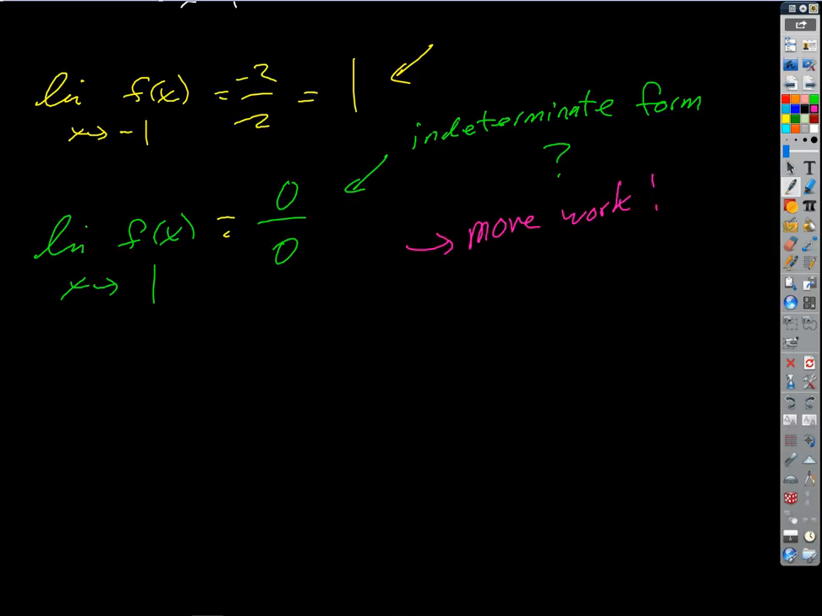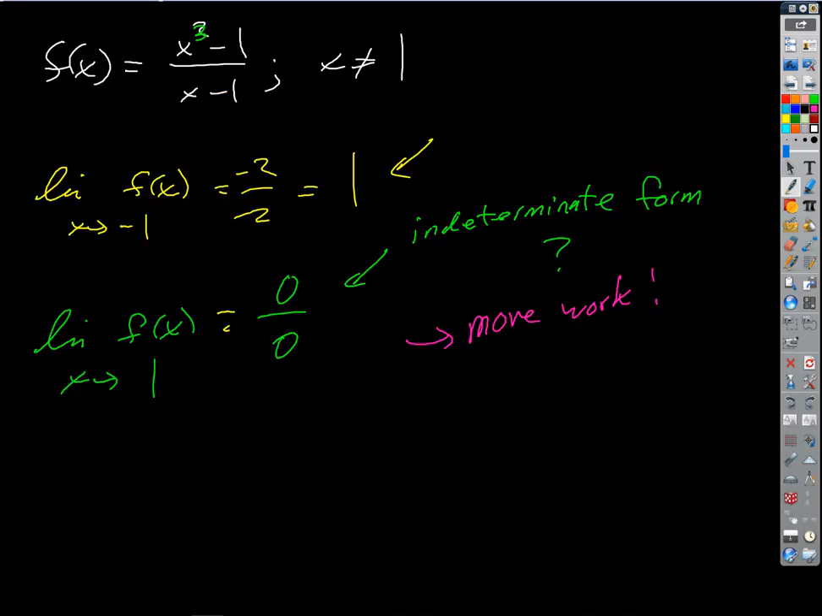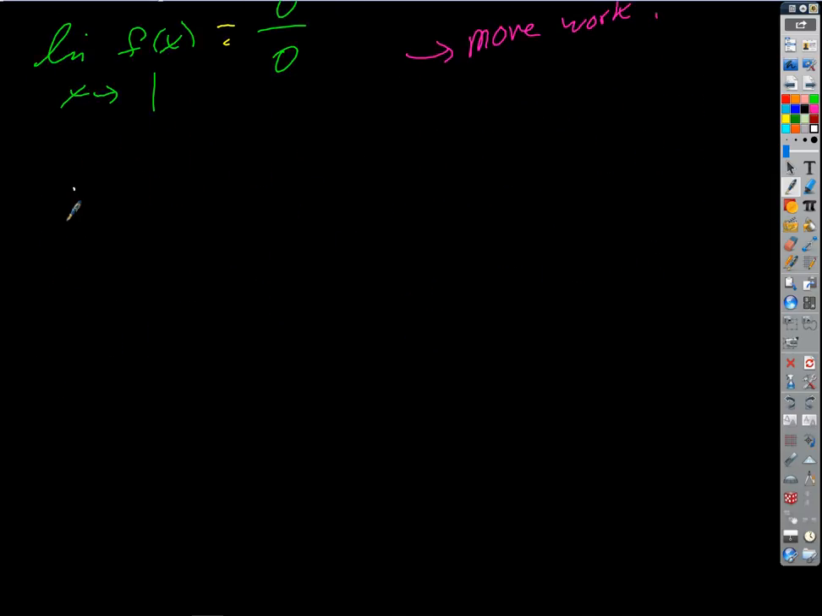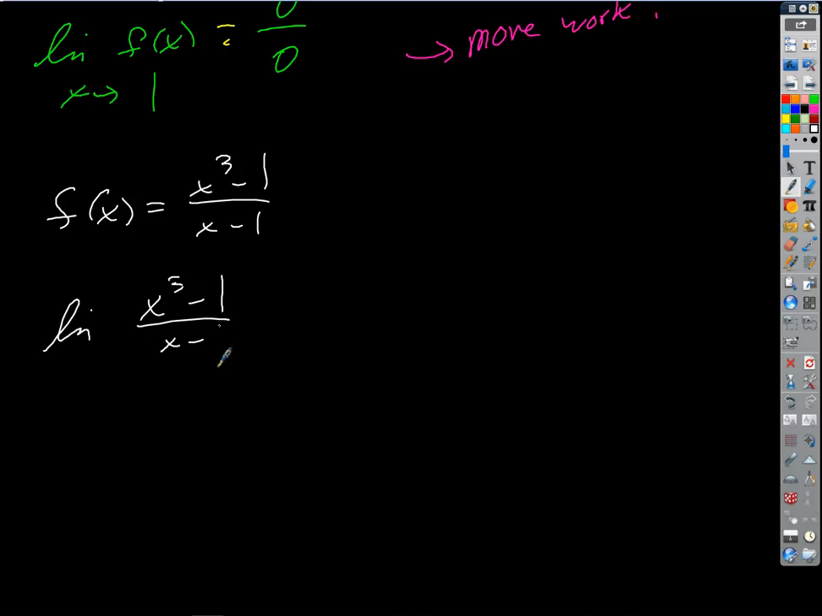Let's go back and look at this function again. So we're taking the limit of x cubed minus 1 over x minus 1 as x approaches 1. Okay, let's think about this from two different perspectives. And we probably won't finish this today, but I want to get you thinking about this intensely. One way we could think about this is purely algebraically.